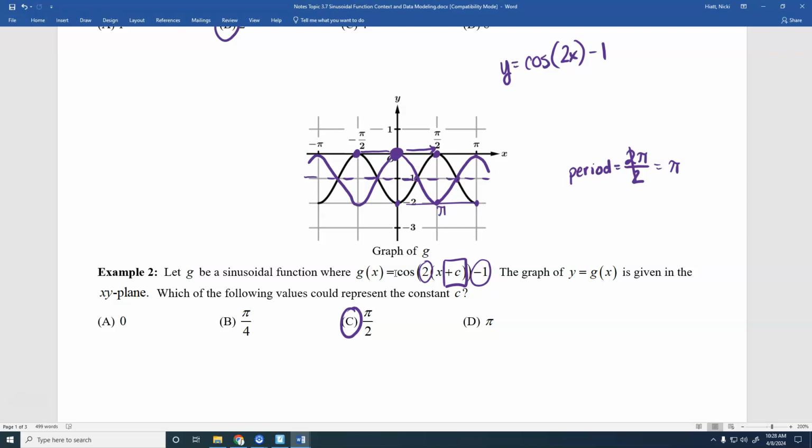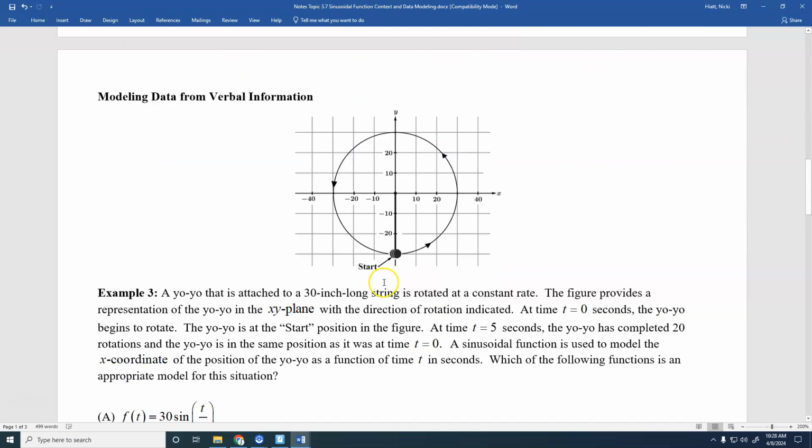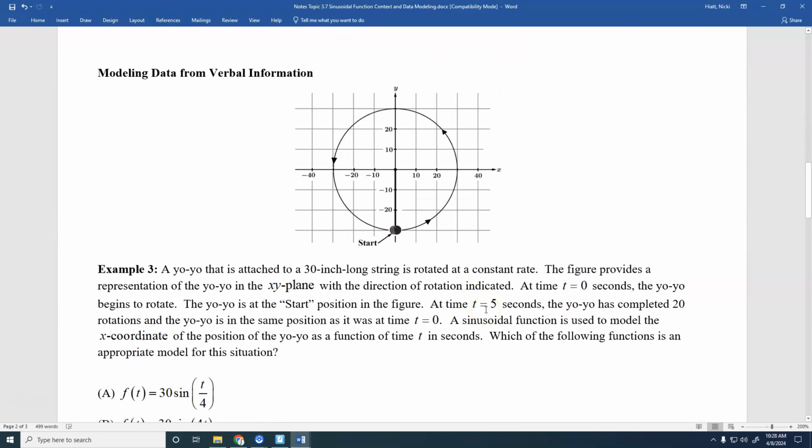So sometimes in a multiple choice situation, they're going to force you to do something you wouldn't do otherwise if you were just writing the equation for that. Okay, let's get into some actual application.